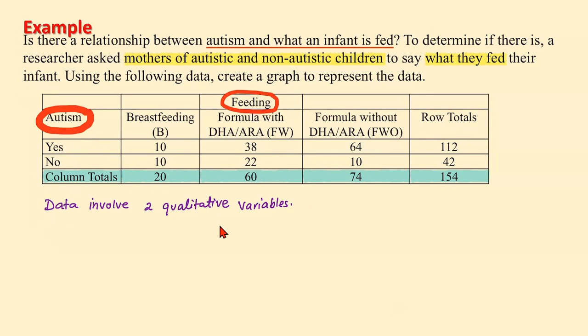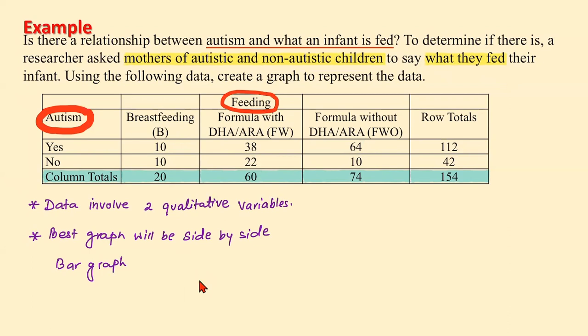So because the data involve two qualitative variables, the best graph will be side by side bar graph. It will be side by side bar graph. If you have only one variable, then it can be one bar graph, but there are two variables. So that's why we can make side by side bar graph.